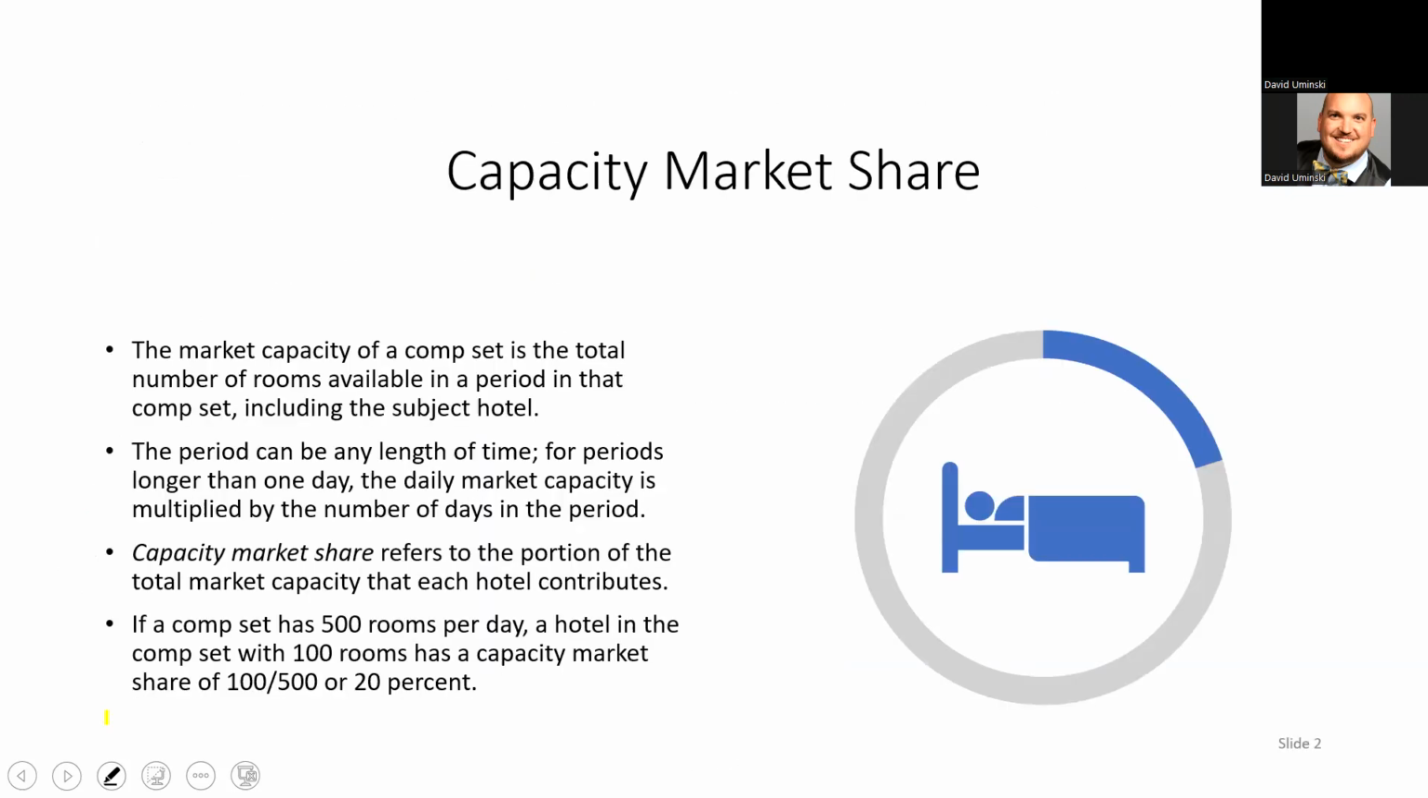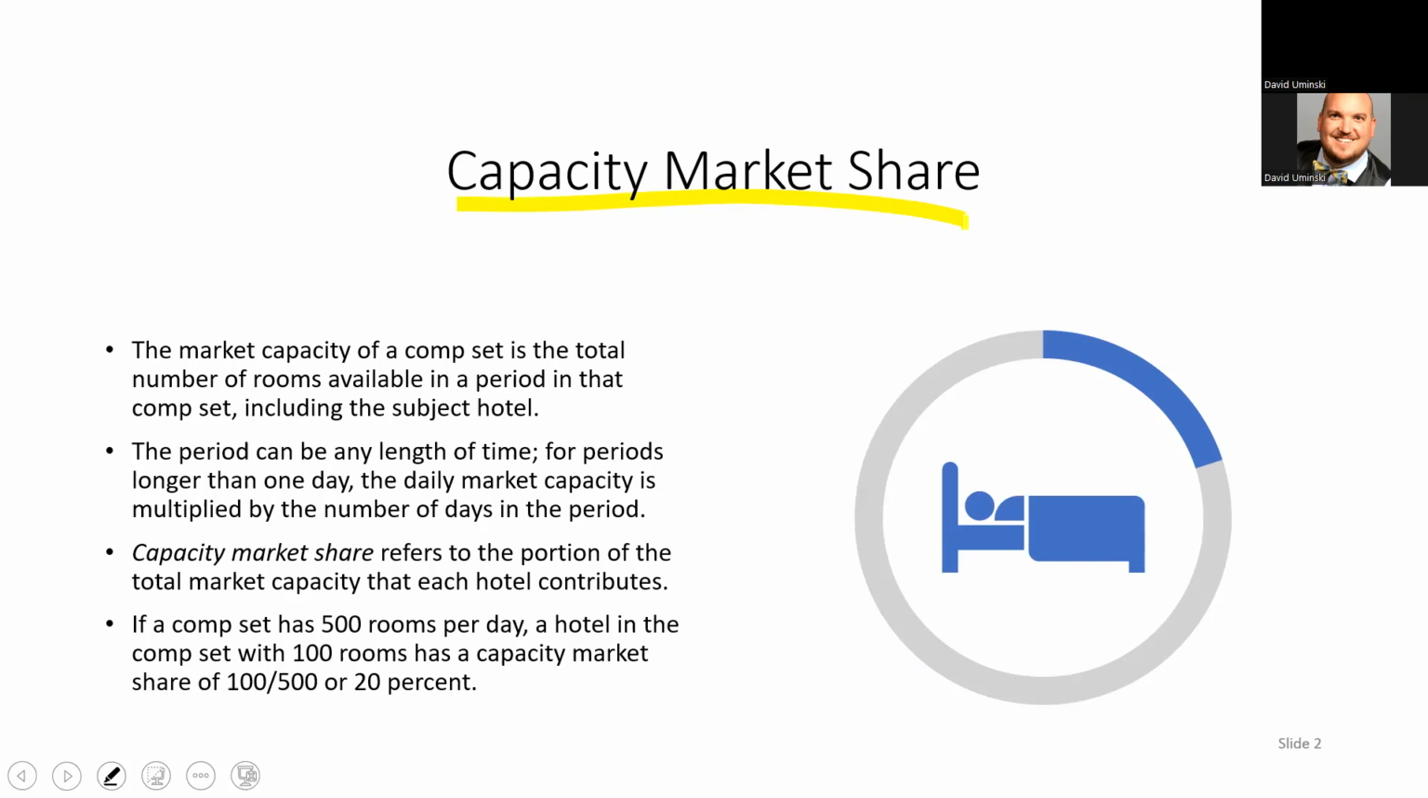Okay, so now we're gonna get into some math. I'm gonna talk about each one of these and then I'm gonna close our PowerPoint and pull this up so that I can write directly on this on the screen. But if you look at column number 3 on the worksheet, column number 3 is our capacity market share.